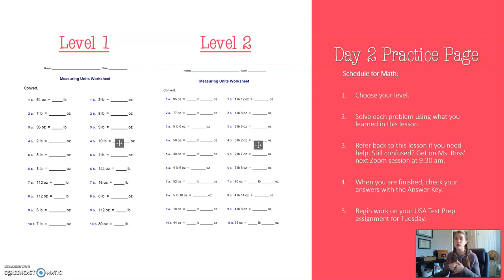There are a lot of problems on here. There's 20 problems. You don't have to do all 20 unless you just want to. Challenge yourself to do all 20. For others of you, just do 10 of them, or just 5 of them. It's really up to you. Remember, I'm not taking this for a grade. It's to help you practice. So choose the level and work through the problems that you want to work through. When you're ready, check your answers using the answer key. Refer back to this video for any help.